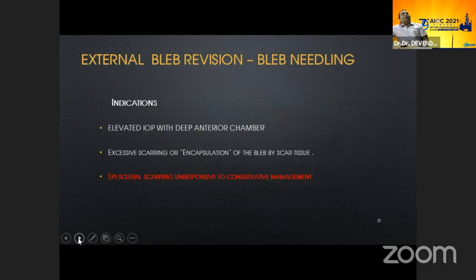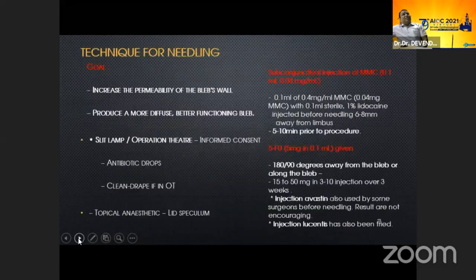Then, if all our conservative measures, like episcleral scarring, all the laser suture lysis, ocular massage, and steroids, are going to fail, then we consider bleb needling. So these are the various techniques of bleb needling. We can do it either at the slit lamp or in the operation theater. I personally recommend starting in the operation theater, because we have more control in our hand.